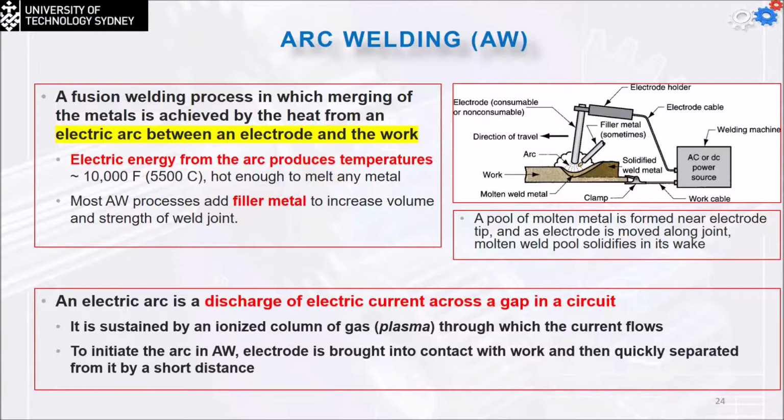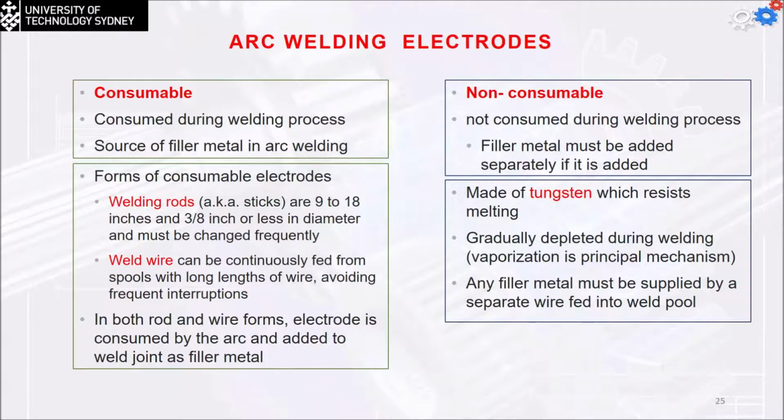The arc welding electrodes can be consumable type, which melt during the process, or non-consumable type, in which case we add the filler metals separately. In the consumable types, the electrode itself is consumed during the welding, and it is the source of the filler metal. What everybody knows is what we call the welding rods, which are covered with the flux material. When we make contact, it starts to melt and be consumed. It's getting shorter, and so to replace it, we change it with another one.